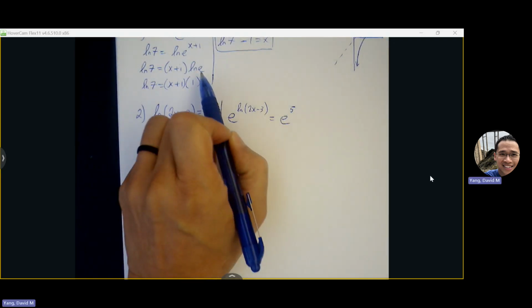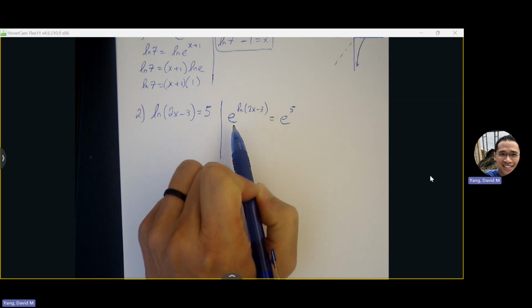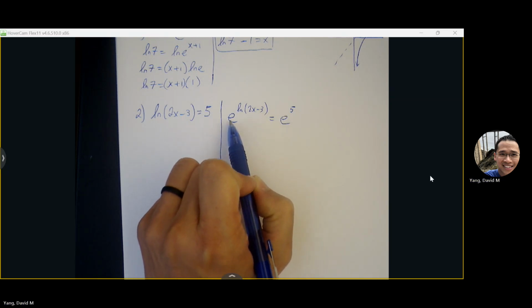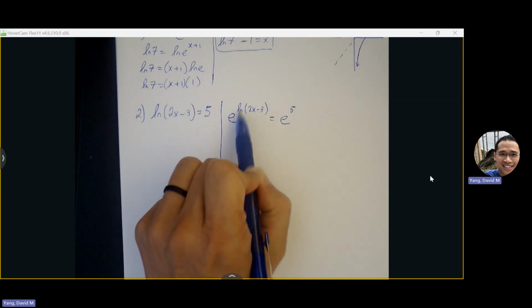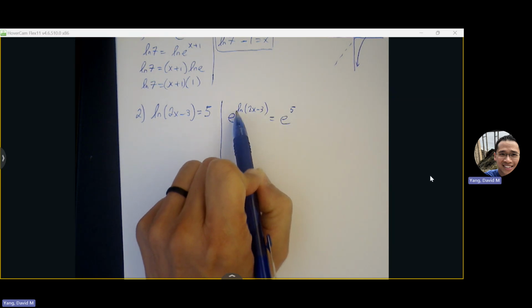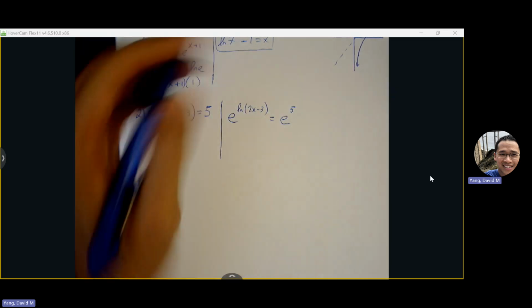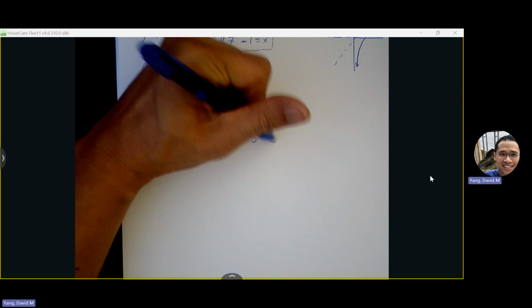Just like how natural log of e cancels out, e to the natural log also cancels out. So I'm just left with 2x minus 3. The reason these cancel out is because this is log base e. If I have e raised to the log of the same base, they have that undoing, canceling out property. And so we're just left with 2x minus 3, so it'll be e to the fifth.